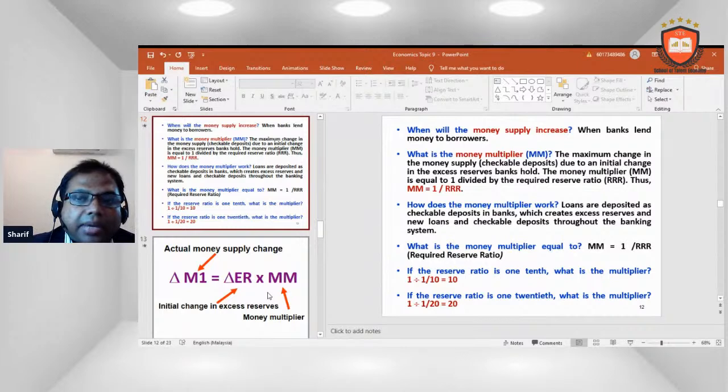How does the money multiplier work? Loans are deposited as checkable deposits in banks, which creates excess reserves and new loans and checkable deposits throughout the banking system. What is the money multiplier equal to? 1 divided by the required reserve ratio. If the reserve ratio is 1/10, what is the multiplier? 1 divided by 1/10 equals 10. If the reserve ratio is 1/20, what is the multiplier? 1 divided by 1/20 is 20.